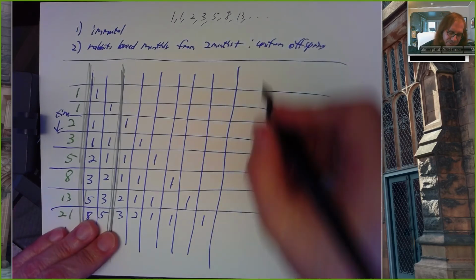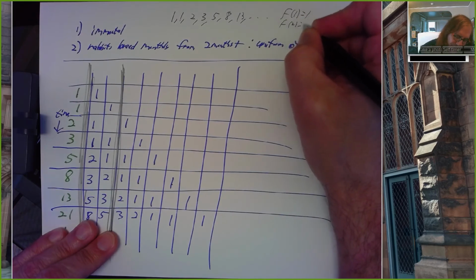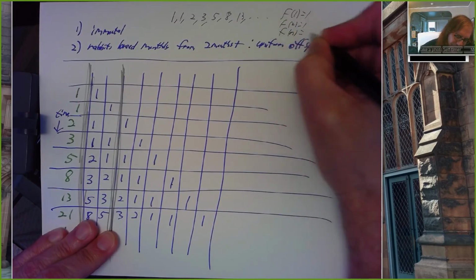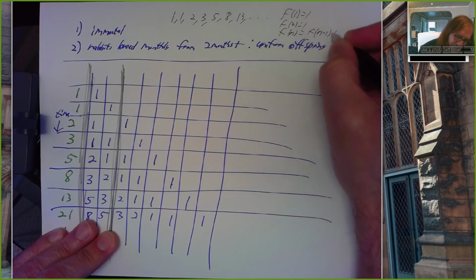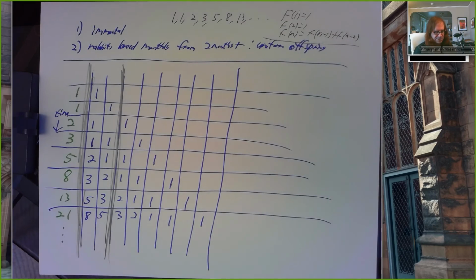And so the recurrence relation looks like this. F of 1 equals 1, F of 2 equals 1. F of n equals F of n minus 1 plus F of n minus 2. So that's the Fibonacci series. And it describes the population of rabbits after a certain amount of time. And it's not really a weird coincidence.